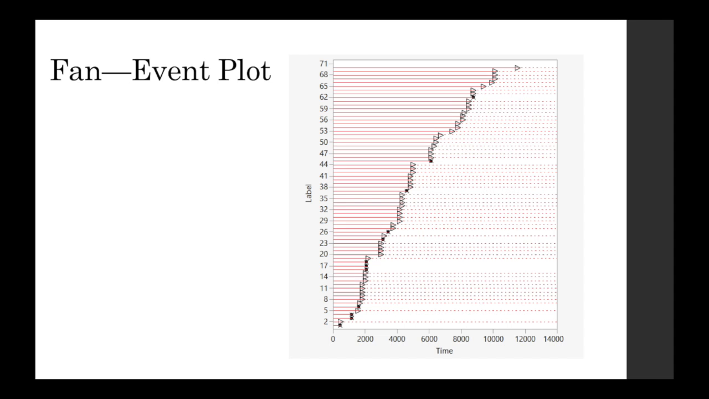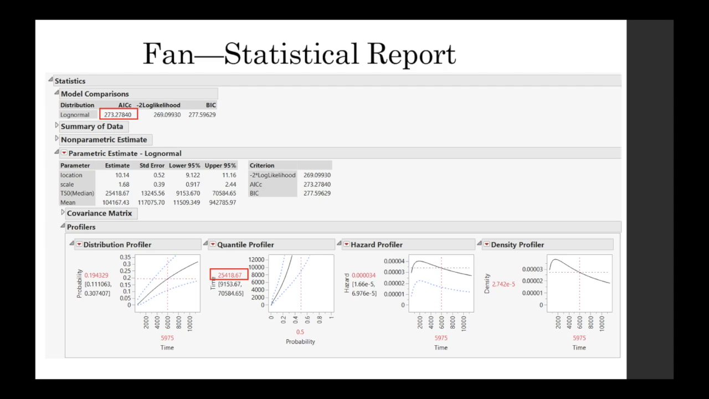Looking at the event plot, the dotted line indicates that the fan did not fail from the last time it was checked onward. If the line stops and there's a dot on it, as seen in Unit 24, this means that the fan failed at the inspection. As we can see, the data most likely follows a log normal distribution.